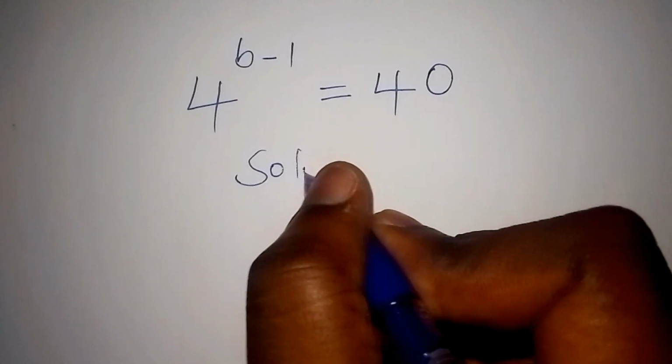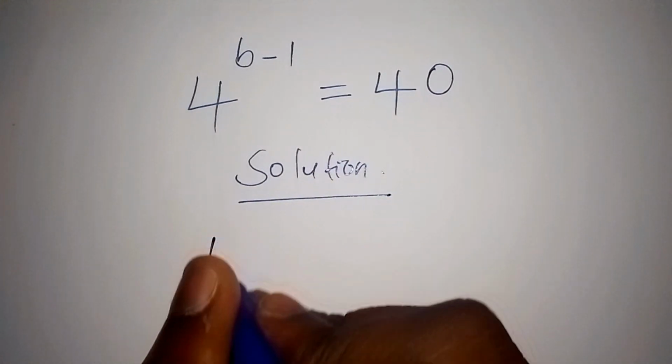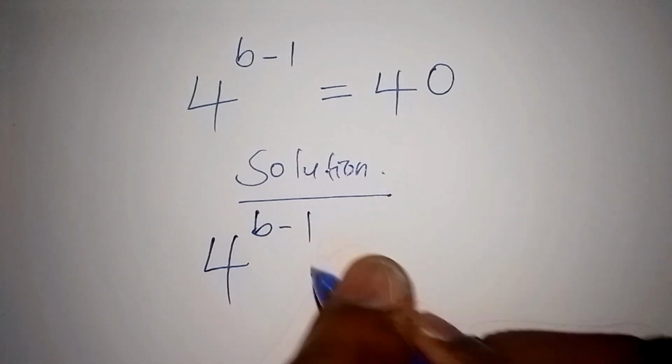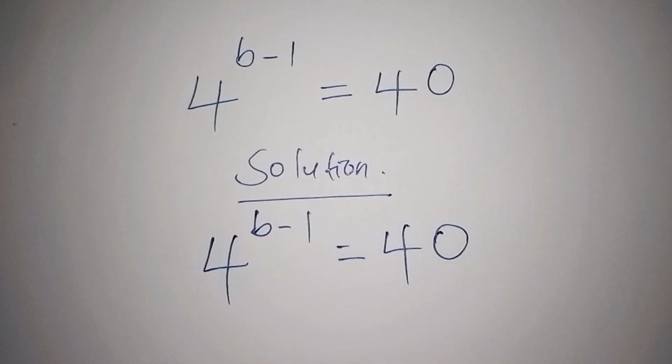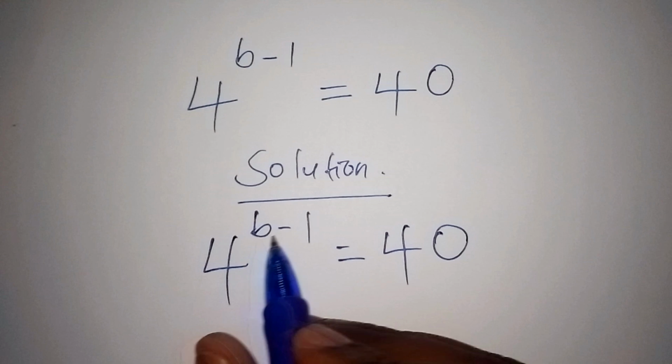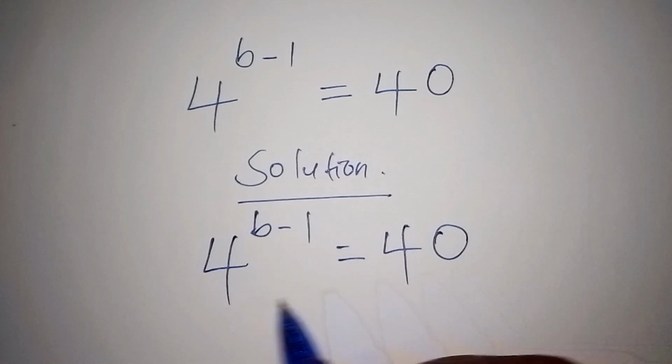On our solution, this is the maths problem that you're having. We have 4 to the power of b minus 1 is equal to 40. In this case, we are asked to find the value of b. Here, 40 is a whole number, 4 is the base, and b minus 1 is the index. It is impossible for us to convert 40 to the base of 4.